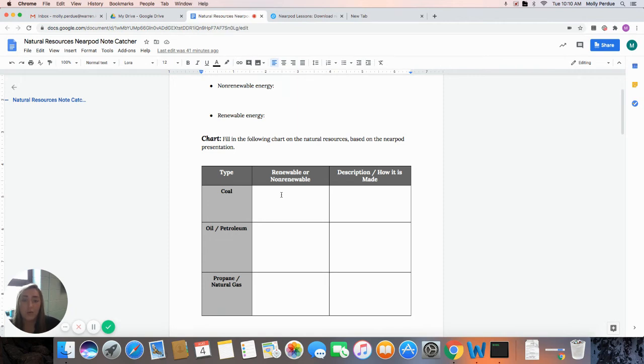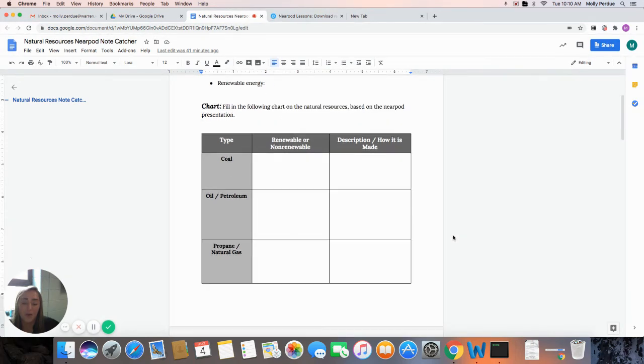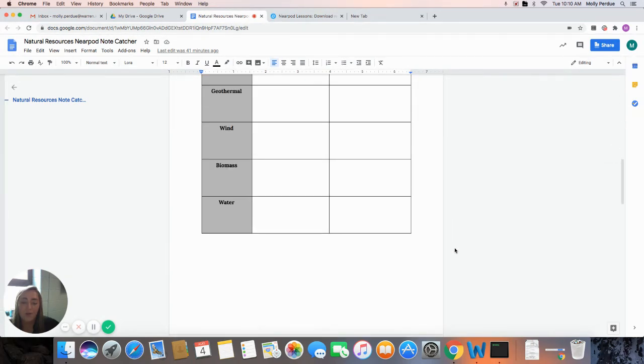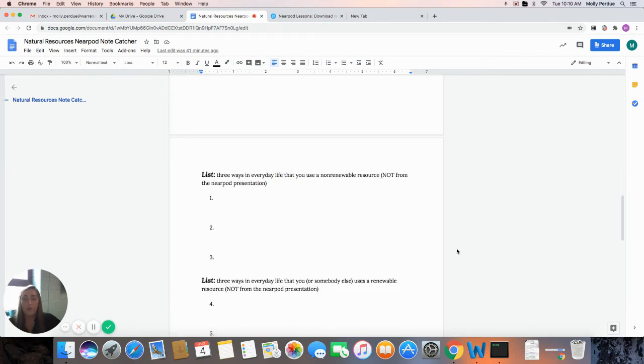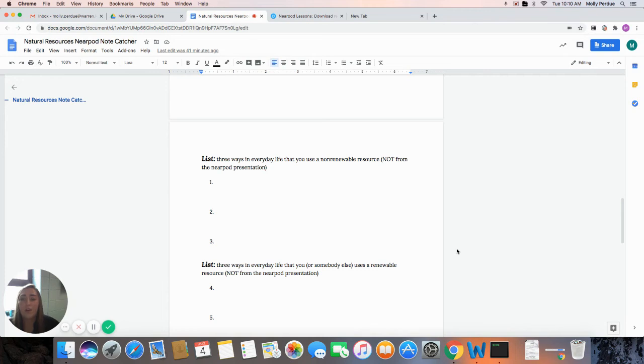But make sure that you go through and label each of them as renewable or non-renewable, and then give a quick description or a quick picture of what they look like. So you can see, I think there's 8 or 9 there. They're all the ones that we went through. Next, you're going to list 3 ways in everyday life that you use a non-renewable resource. Do not use anything that we talked about in the Nearpod presentation. These are things that you need to come up with by yourself.